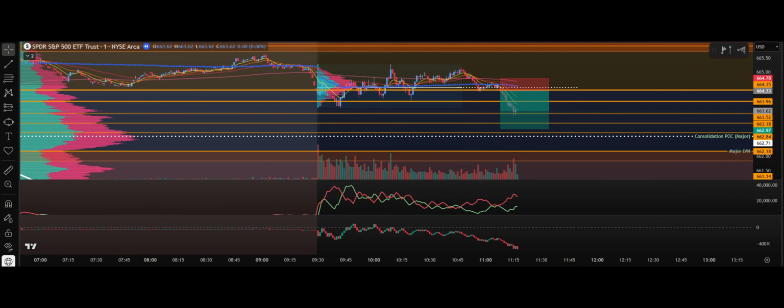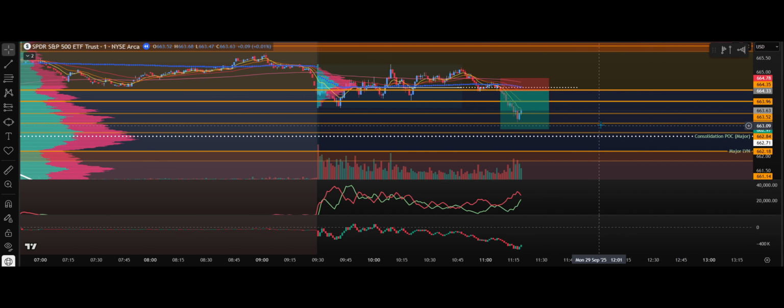And then as it just goes down, you can see buyers trying to support it at this low volume node. Sellers come back in heavily to push it through that low volume node. It's supported at the next low volume node, and you can just run this down until you see buyers either hit your trailing stop or you hit your profit target.